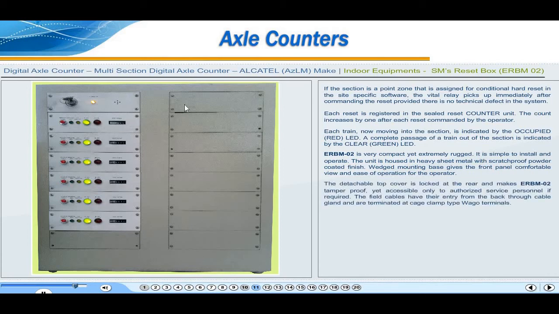The detachable top cover is locked at the rear and makes ERBM02 tamper-proof, yet accessible only to authorized service personnel if required. The field cables have their entry from the back through the cable gland and are terminated at cage clamp type Wago terminals. The only serviceable parts inside ERBM02 are 2500 mA slow blow glass cartridge fuses.